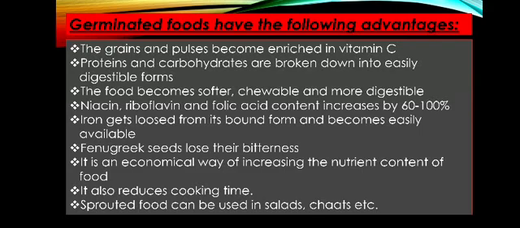Then iron gets loosened from its bound form and becomes easily available. All the nutrients, as previously said, become free to absorb, and the iron also gets loosened from its bound form and becomes easily available. In the case of fenugreek, seeds lose their bitterness.